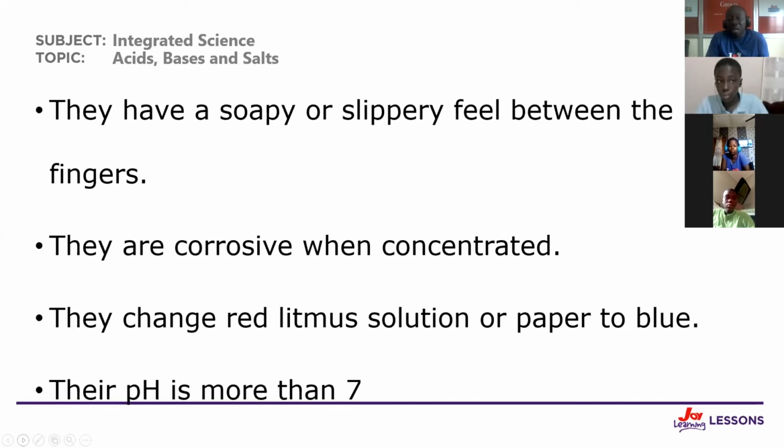Another physical property about bases is that they change red litmus solution or paper to blue. I hope you remember red litmus papers and solutions when we were in JHS. They will give you a litmus paper. Some of them are bluish, all right, and others are reddish. If you put the red one in a base, it turns blue, and if you put the blue one in an acid, it turns red. I hope you remember. So here, it is a property of a base, and we say that bases change red litmus paper or solution to blue.